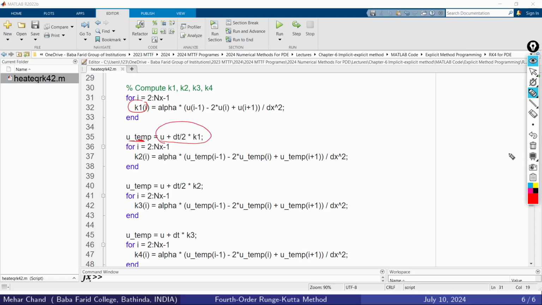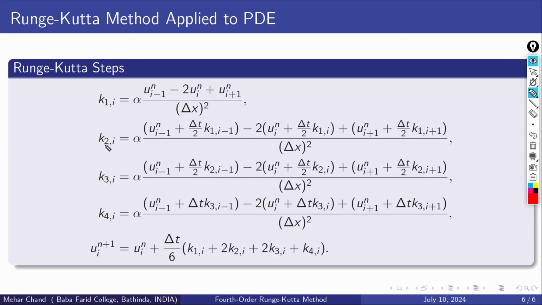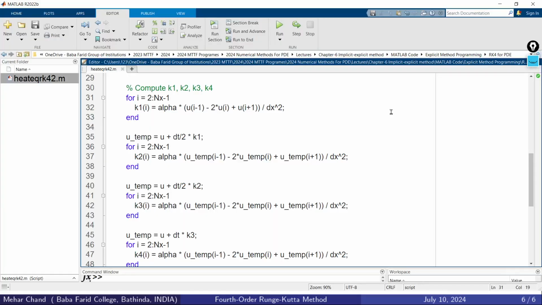Now come to the second one. See here, K2i is equal to alpha times u(i-1) plus delta t upon 2 K1(i-1). So this value is incremented with this part, and this updated value we are using here. Come back to the code: u temp is equal to u plus delta t into K1, and K1 is this value which we stored at this place.